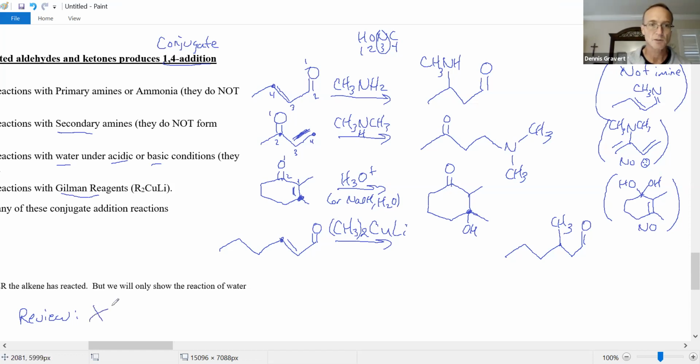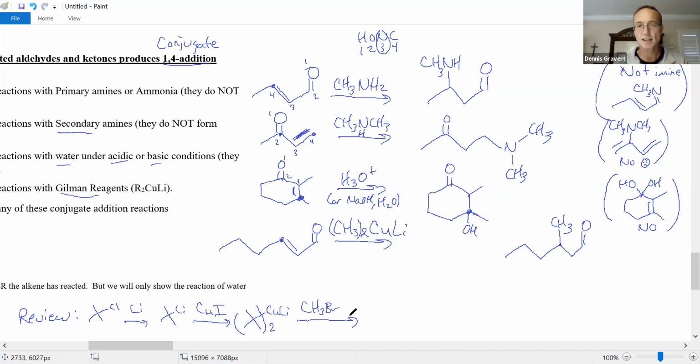We said, what if you start with any form of a halide, add lithium to it, then you add copper iodide, and that makes the CuLi reagent, 2 of these. Add the CuLi, that's a Gilman reagent. And then you have to add a methyl halide or a primary halide, and wherever the carbon's attached to the copper, that's where this carbon becomes attached. So you add this reagent. Let's scroll up a little bit.